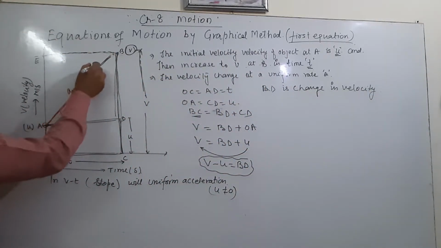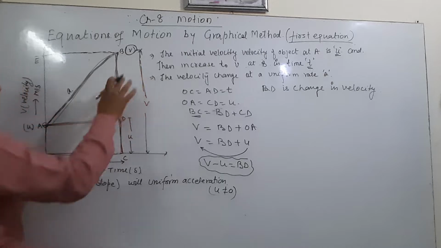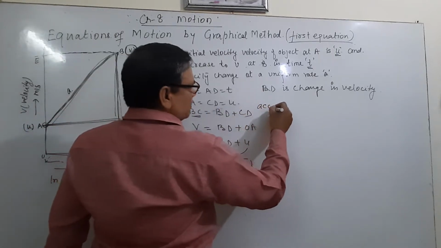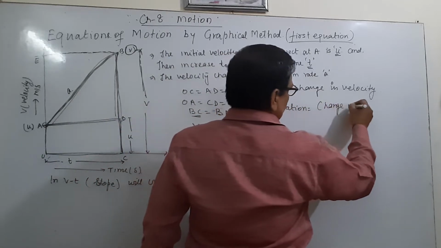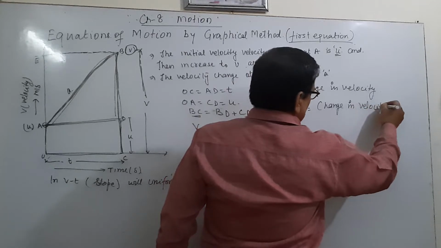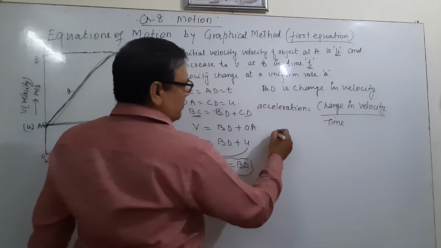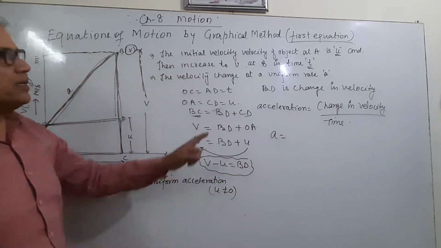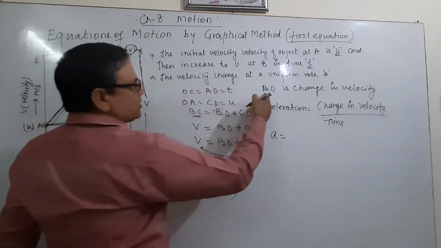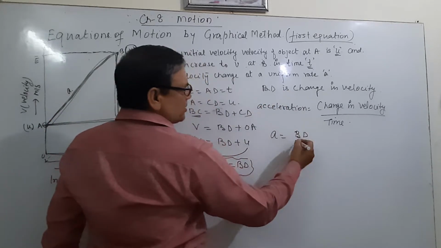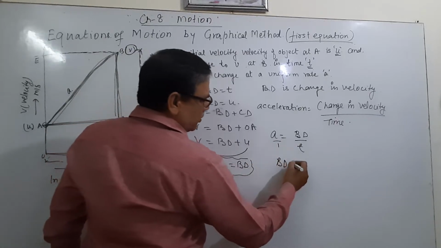And this acceleration slope AB depends upon the y-axis and x-axis. Mean acceleration is equal to change in velocity upon time. This will be A. Acceleration is represented by A, and this change in velocity BD is the change in velocity. BD upon what is time? T. Cross multiply. Then BD is equal to AT.